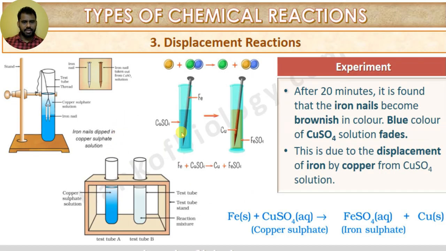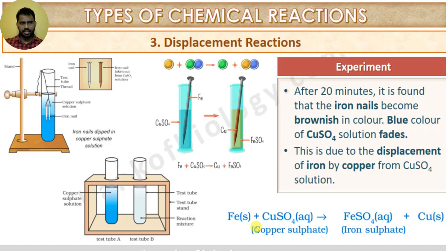See this. We understand CuSO4 and Fe is kept. Later on in the reaction, copper is formed. So copper gets deposited on the iron, and FeSO4 solution is formed wherein the blue color is gone and a greenish color has come. So that has happened in this reaction. We see after 20 minutes it is found that the iron nails become brownish in color. The blue color of CuSO4 solution fades and becomes green. So this is due to the displacement of copper by iron from CuSO4 solution.